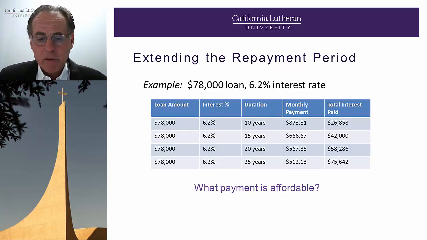Let's look at an example of extending the repayment period on a $78,000 school loan at a 6.2% interest rate. As depicted, the monthly payment for a 10-year term is $840 a month. That drops to $667 if you pay that over a 15-year period, and $568 at 20 years. Finally, extending out the loan to 25 years reduces that monthly payment to $512.